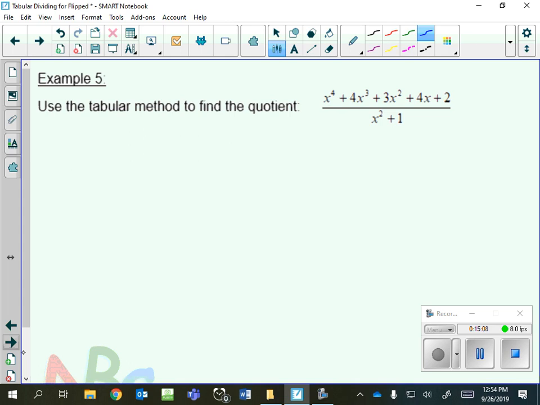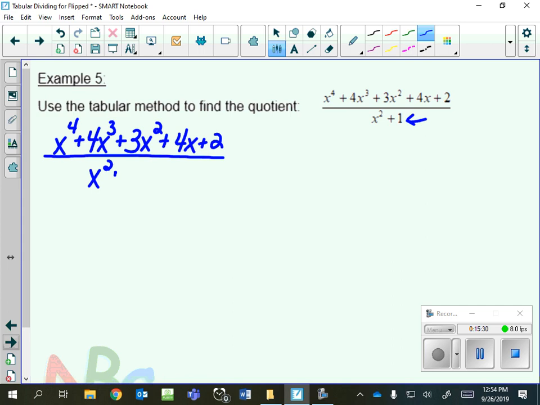Example 5, this time you should notice that first of all, I have an x to the fourth, so there's going to be a lot more terms, but I'm checking for placeholders. My divisor or my denominator needs that placeholder. My numerator is okay. The dividend does not skip over any terms. My divisor, however, skips over the 0x. So this is how you should have it set up.